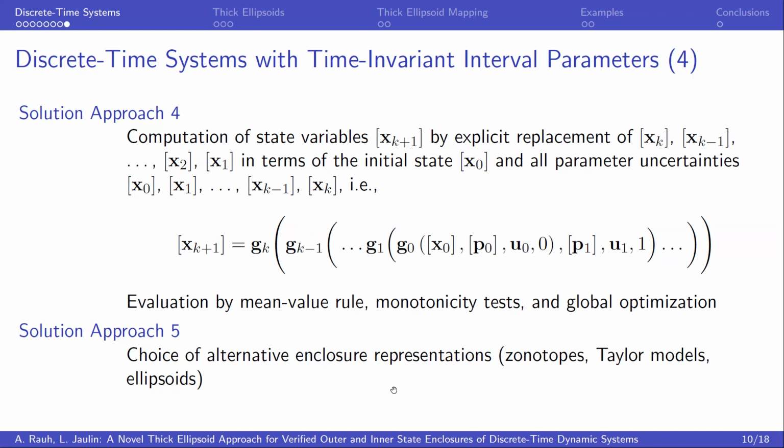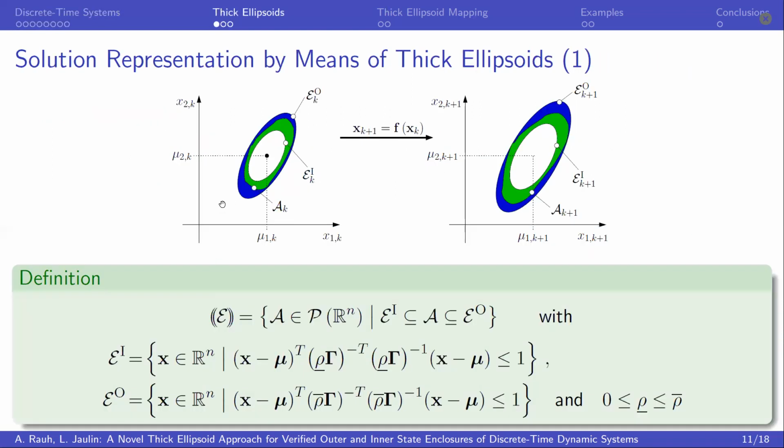Ellipsoids, as they will be considered in the current presentation, now allow us to describe a complex-shaped domain, like the green one here in the left half of this figure. We can describe the corresponding green domain both from the inside and the outside by enclosing ellipsoids. This ellipsoid, with identical shape matrices gamma for the inside and the outside enclosure, and with identical midpoints, will be denoted as a thick ellipsoid with the corresponding stretch parameters rho underline and rho overline given on the slide.